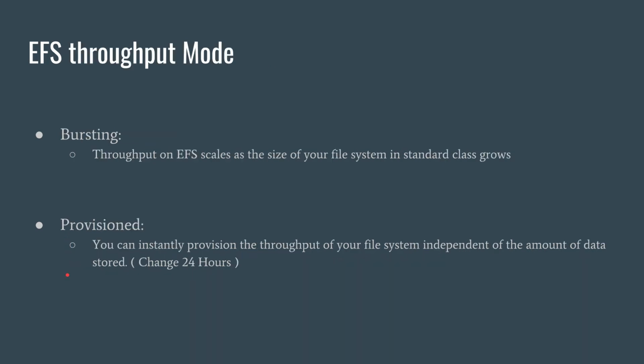Another thing that we need to talk about is EFS throughput mode. Whenever we are configuring, we have two throughput modes. One of them is bursting, another one is provisioned. The idea with bursting is that your throughput on EFS scales as the size of your file system in the standard class grows. Let's say you have 100 gigabytes worth of data, then your throughput is different than when you have 1 terabyte of data. When your data is growing, your throughput is also increasing. This is something that AWS is going to manage for you.